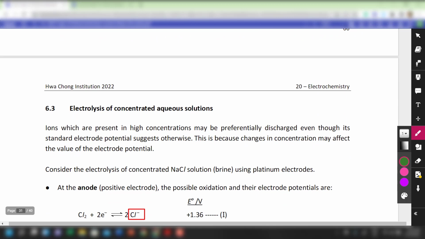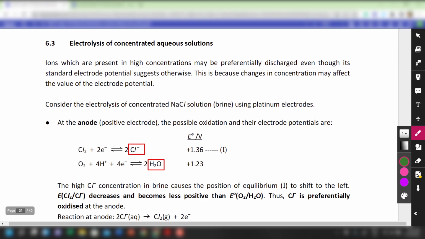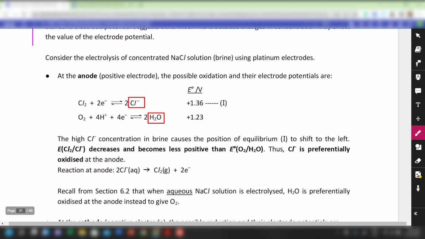Then next we are at section 6.3, electrolysis of concentrated aqueous solution. I think earlier on I have unknowingly explained this, so if you like, you can just read through them on your own. It has got to do with the shifting of the position of equilibrium. I think I've explained this as well.